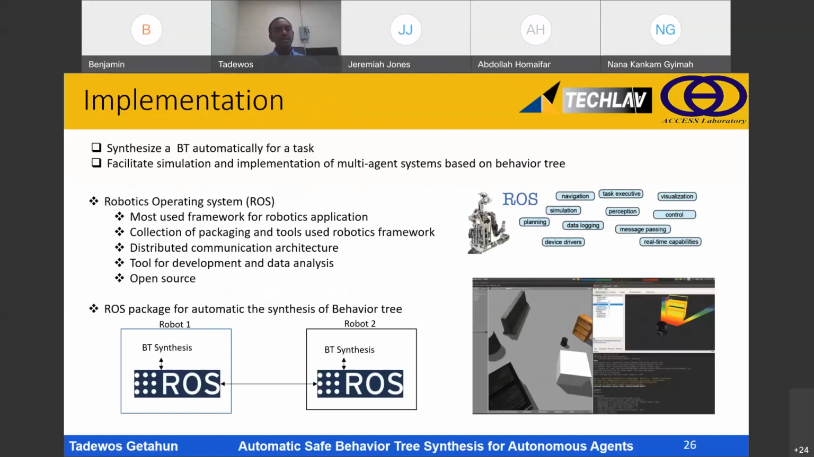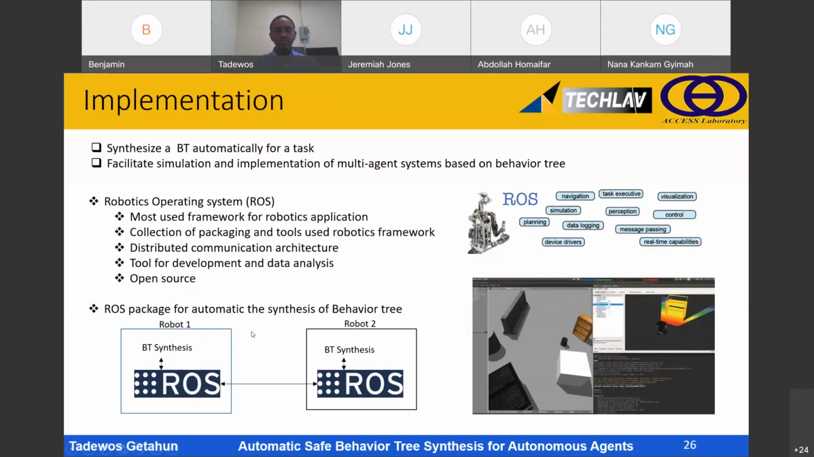For the implementation, our goal is to synthesize a BT automatically for a task, and facilitate the synthesis and execution of BT in a collaborative environment using multi-agent systems. Because ROS is the most used framework for robotics applications, we selected ROS. In addition, ROS provides a lot of packages and tools. It has a distributed communication architecture, which is ideal for a multi-agent system, and it is open source. Because of that, we are using ROS for the implementation.